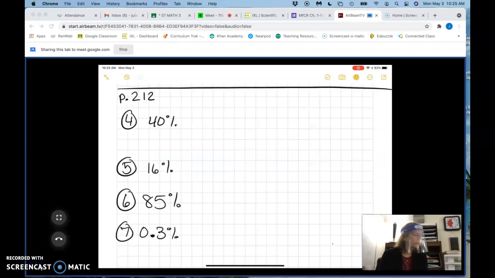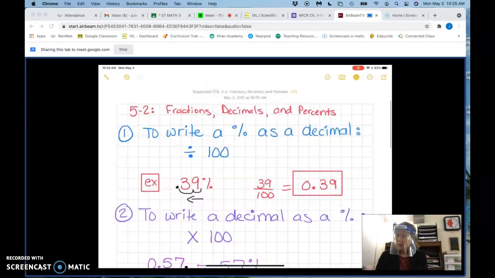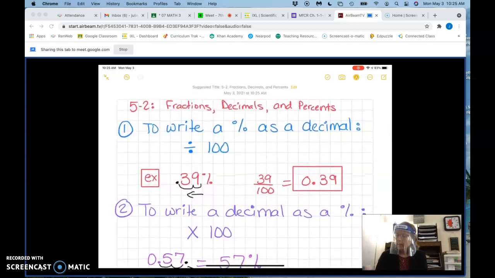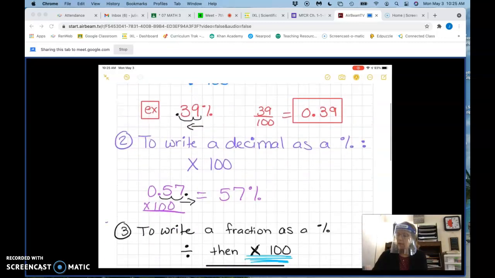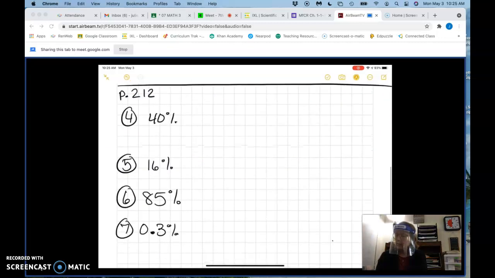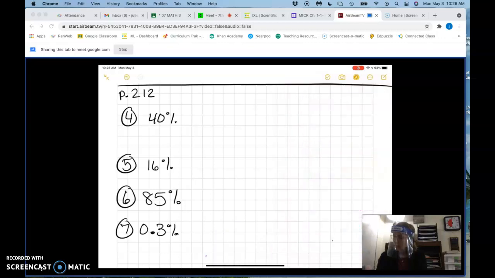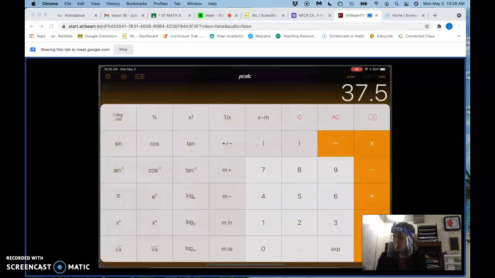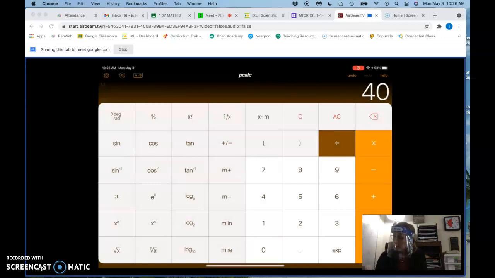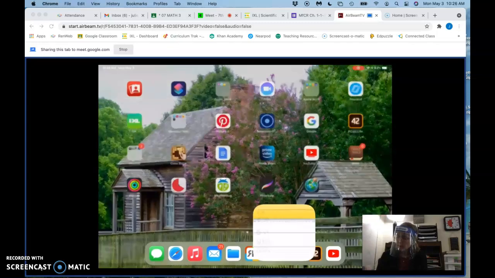All right, so it says write each percent as a decimal. So remember, my rule to write a percent as a decimal is to divide by 100. So I'm just going to take each number and divide it by 100. So let's do 40 divided by 100. And I got 0.4.